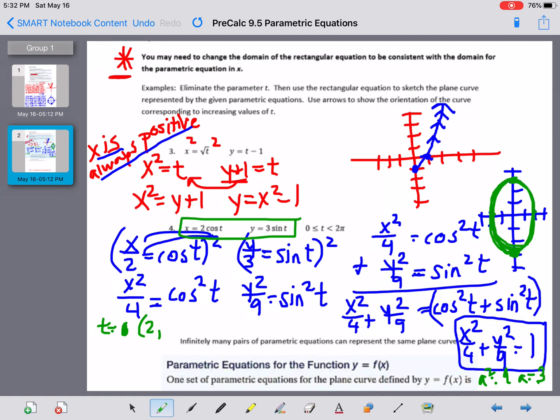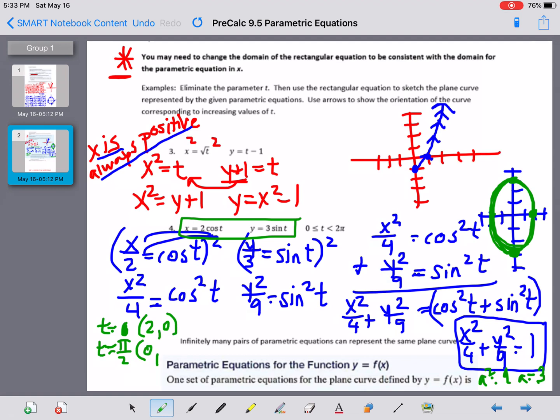So I go to 2, 0. I'm right here on the right. Okay. So let's just give one more time here. The next one, let's go pi over 2. That's probably the easiest to go to. At pi over 2, the cosine of pi over 2 is 0 times 2 is 0. The sine, I'm on my y, the sine of pi over 2 is 1 times 3 is 3.